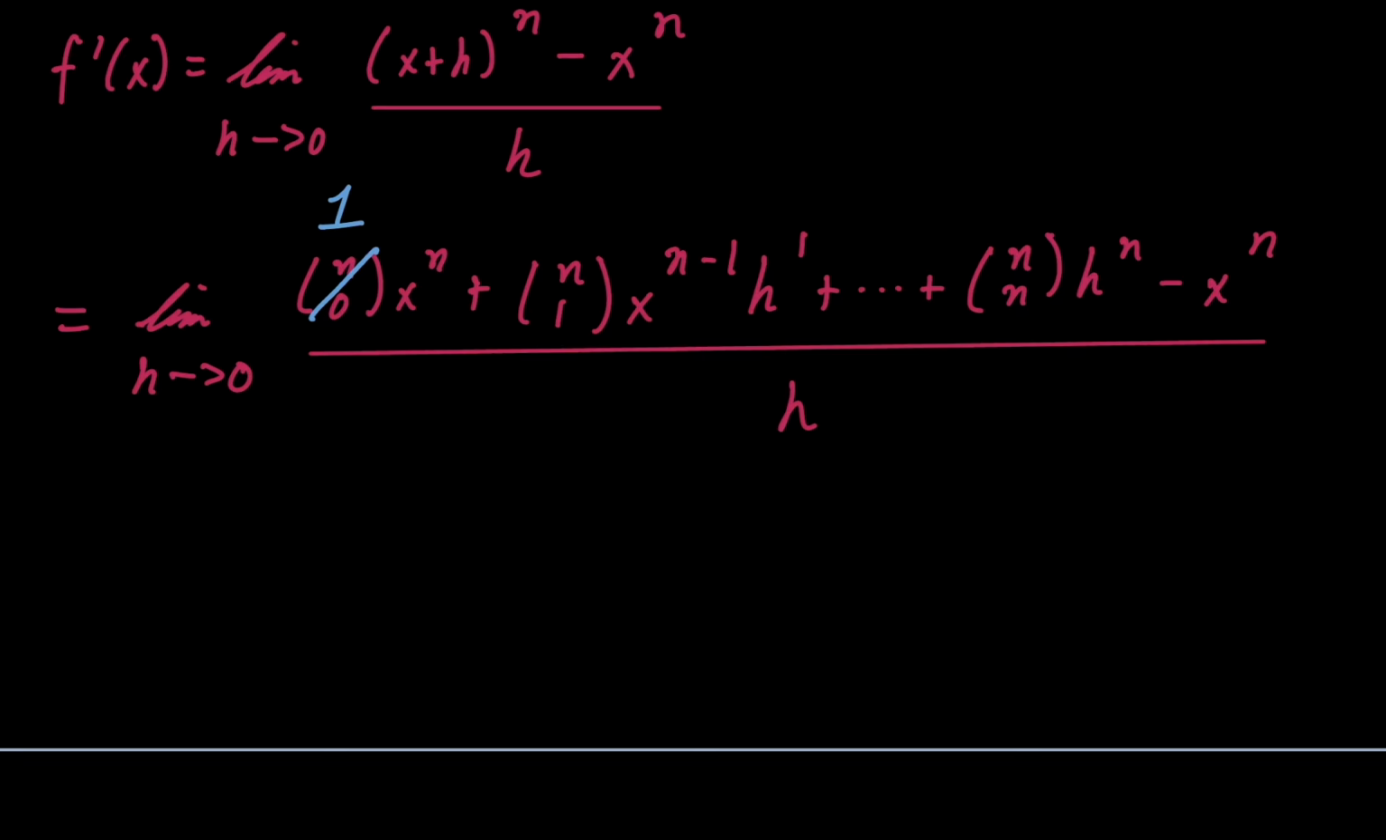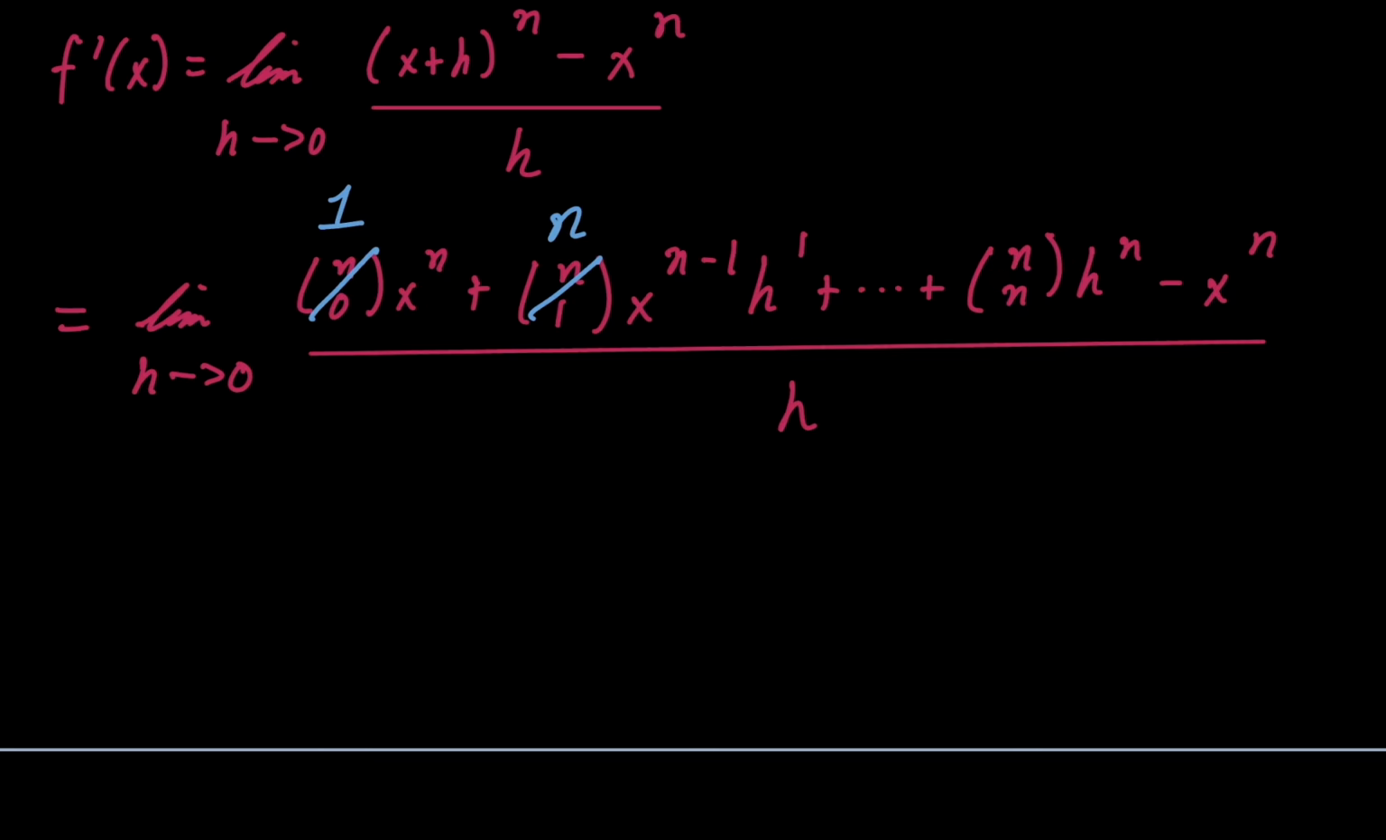N choose 1: how many ways can I pick one object given n objects where order does not matter? Well, that would be n ways. You just pick every singleton. So n choose 1 is going to be equal to n. And then, let's focus on this last piece here.